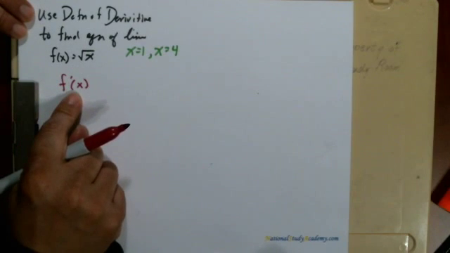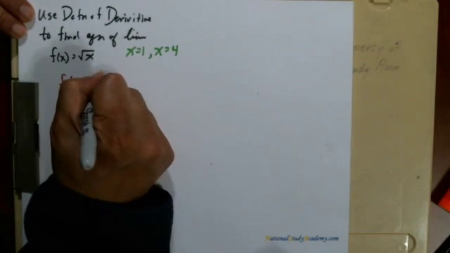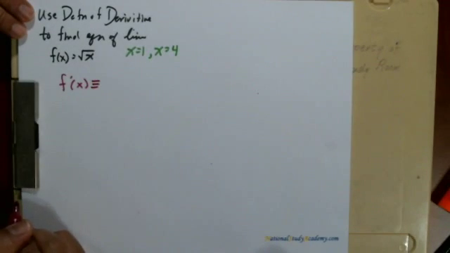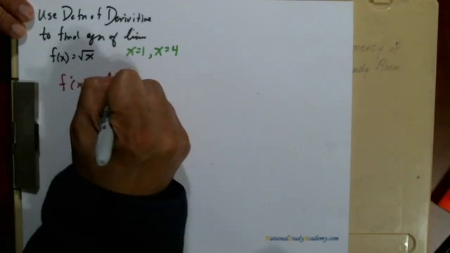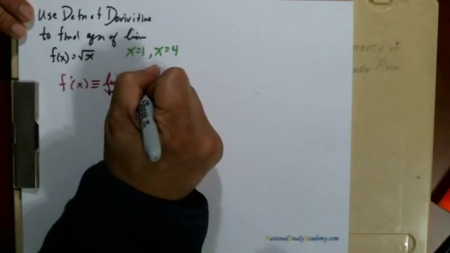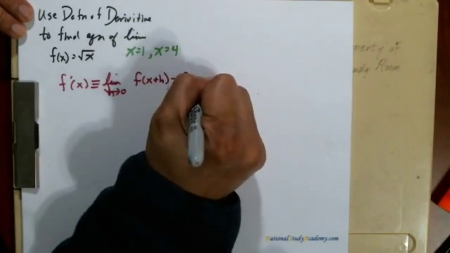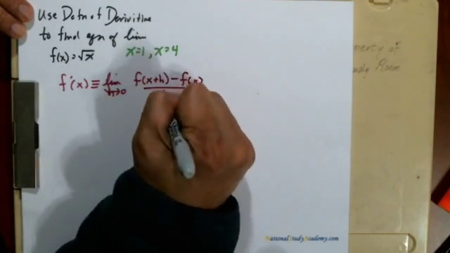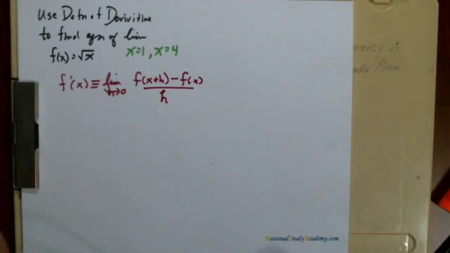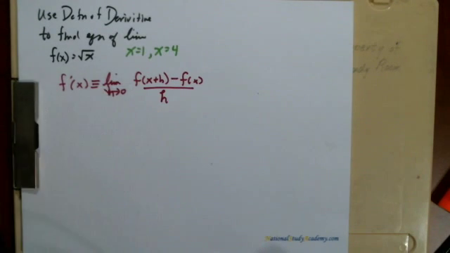F prime of x is how we say the derivative. This is defined as, that's the definition, the limit as h approaches 0 of f of x plus h minus f of x all over h. And that's the definition of a derivative for any function. There are two other definitions of derivatives, but we'll be using this one right here.